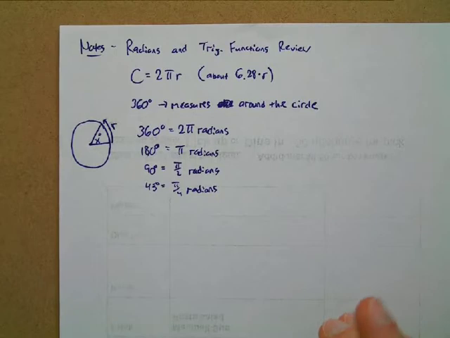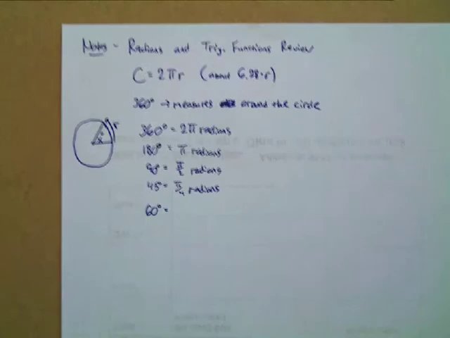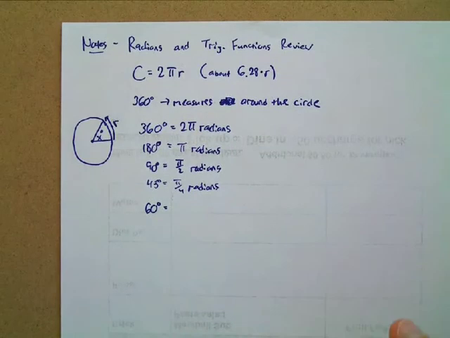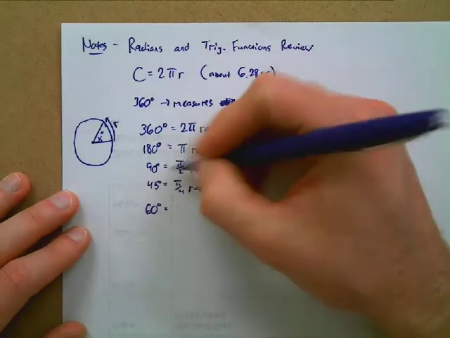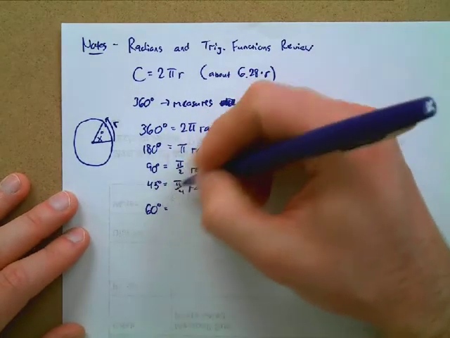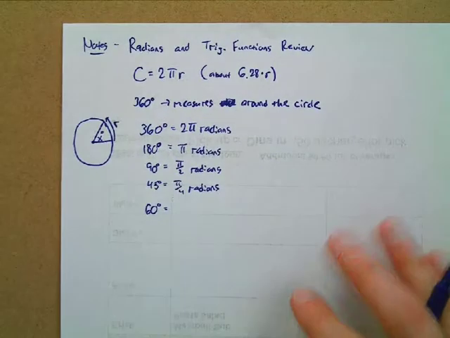All right, so let's see here. What about something like 60 degrees? What would that be in radians? I did these here. We went half and then half and then half, but 60 degrees is not half of any of these. Any ideas about what it would be as a radian measure?